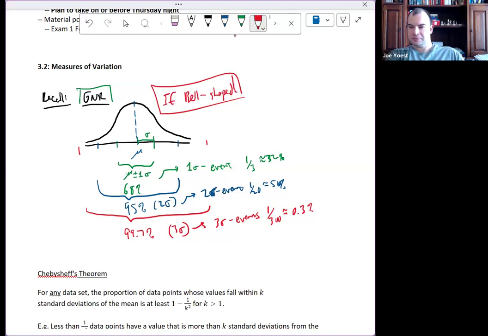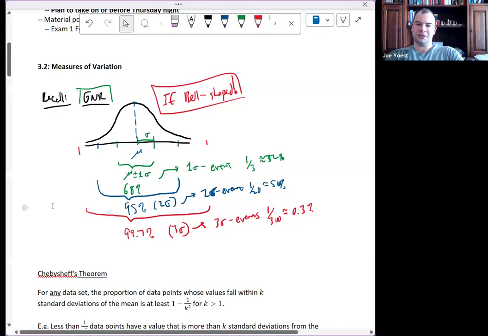Now, we often encounter data that are roughly bell-shaped, so this isn't kind of an off-the-wall assumption, but it is an assumption nonetheless.